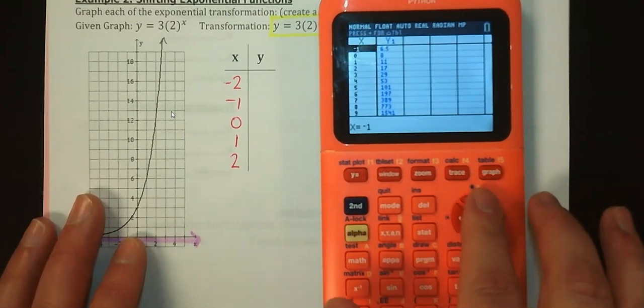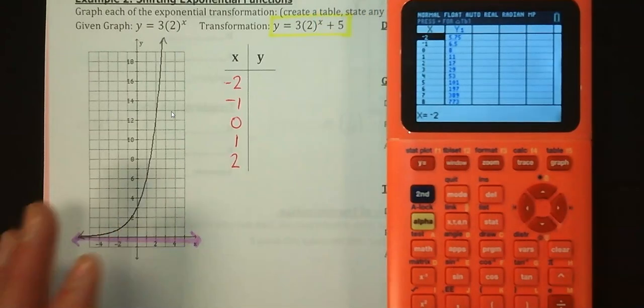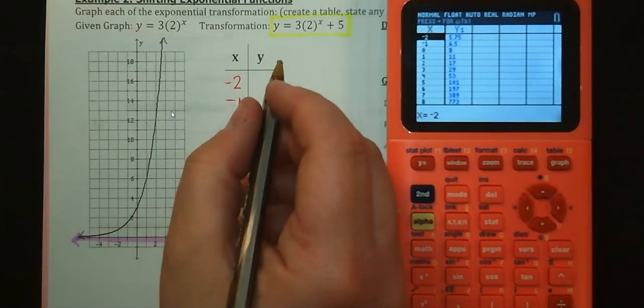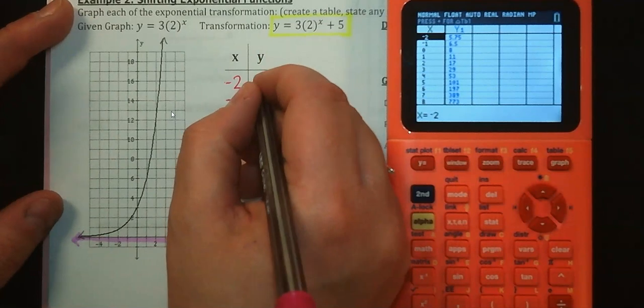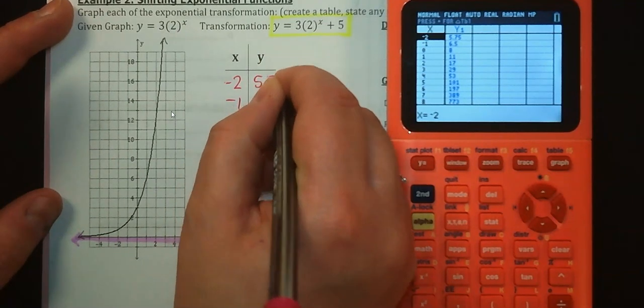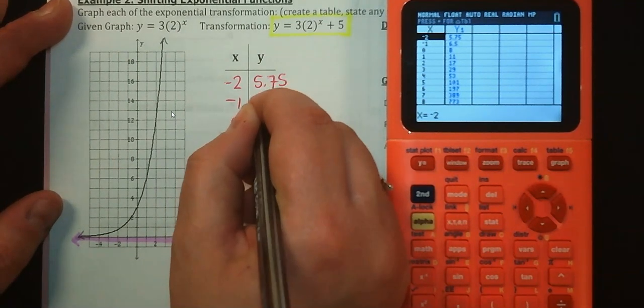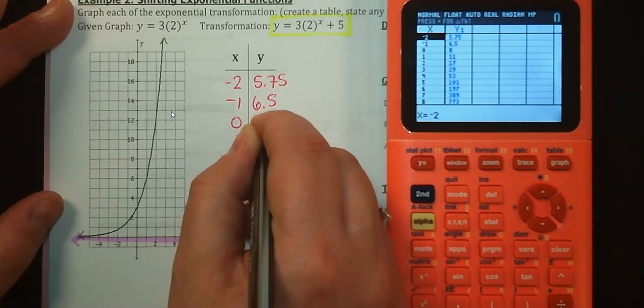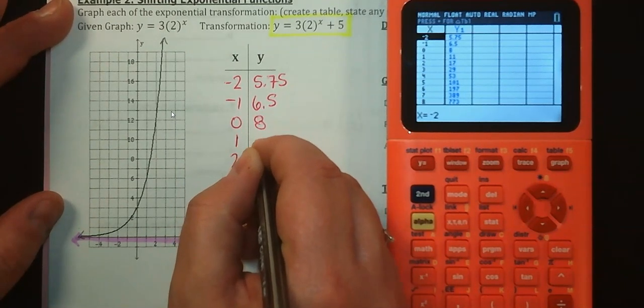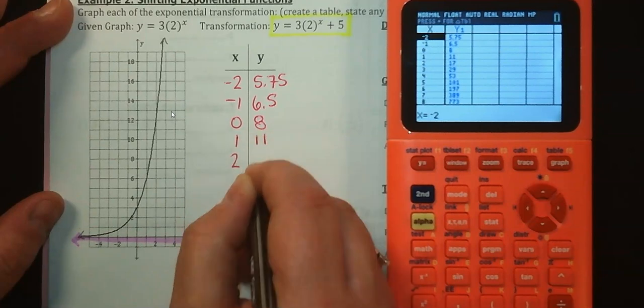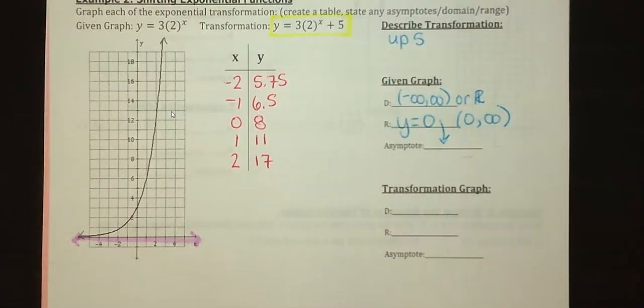You can scroll up and down. I usually just do like -2, -1, 0, 1, 2. That should give you a decent idea. You can write decimals or fractions, whatever is easier for you, but I'm just going to write down at least 5 points. If you want to write more, go ahead. And if it's not a nice number, just do your best to estimate on the graph where it would be.